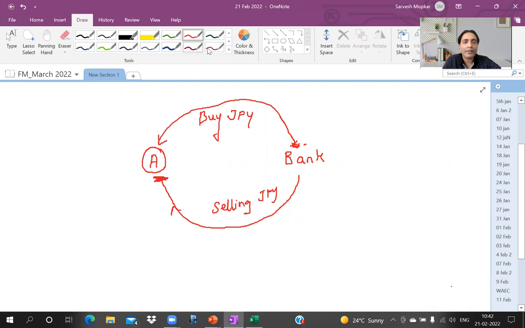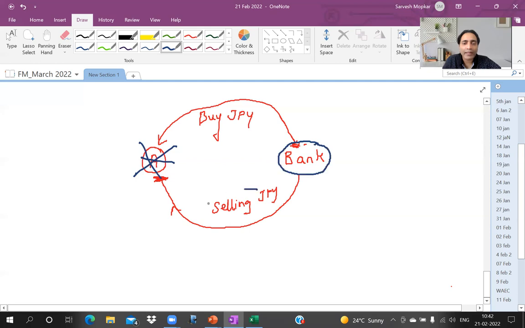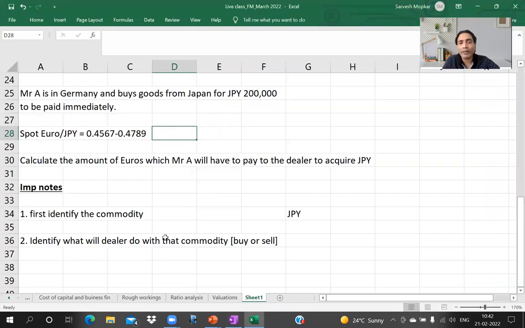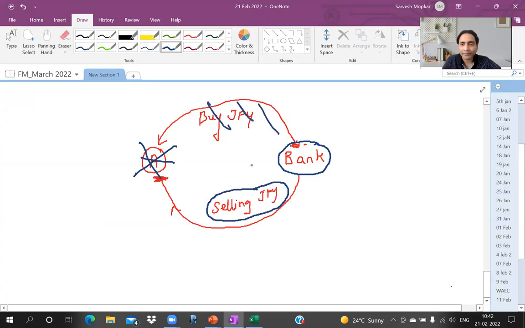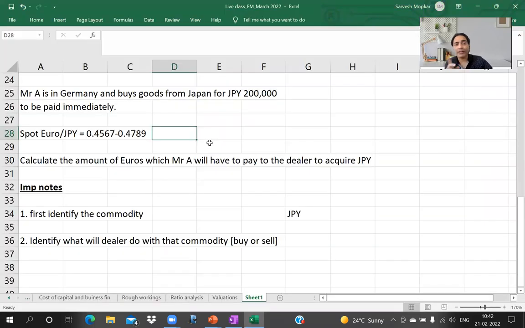Now you have to stick to the bank. Now you have to forget about A and stick to the bank and see what the bank is doing with the JPY. That's step number two. Step number two, identify what the dealer will do with the commodity, not A. Forget about A. Identify what bank will do. So bank is going to sell JPY. So naturally, what rate will the bank use for selling the JPY? Lower rate or higher rate? The higher rate, of course. 0.4789. So 0.4789 is the rate for one JPY.